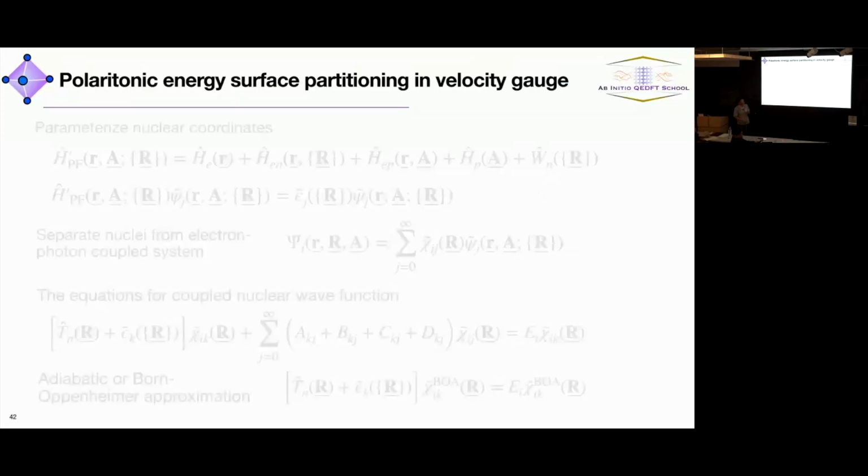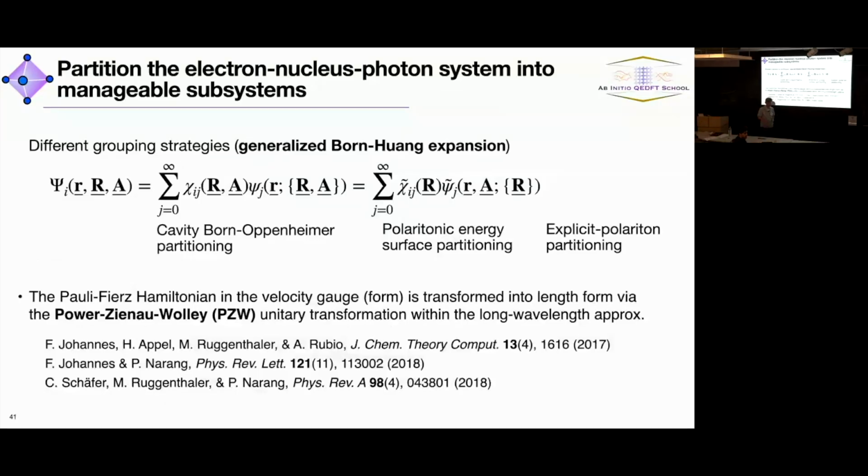There's a question. For the first approximation, this cavity Born-Oppenheimer, can I think about it as similar to a mean-field decoupling of the electronic sector and the nuclear? Yes. Here the electronic system will feel fixed nuclei and fixed photon coordinates, so it's kind of living on the energy landscape created by the fixed nuclei and the photonic coordinates.